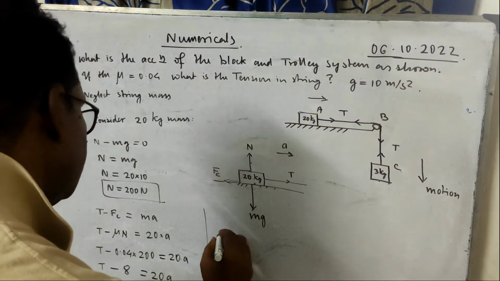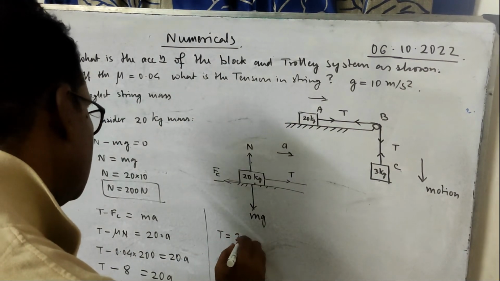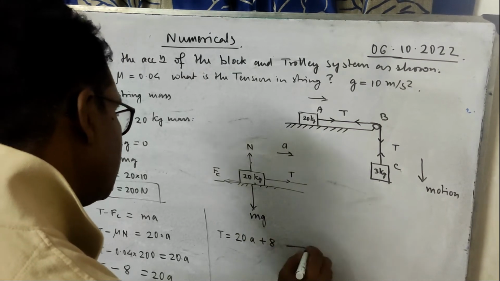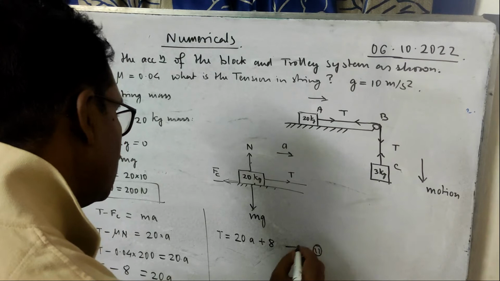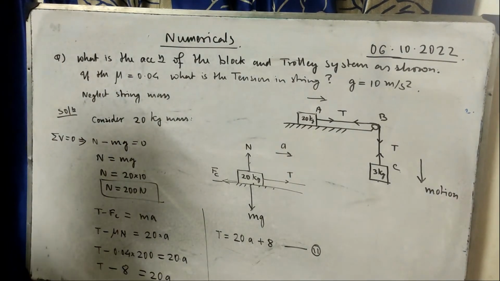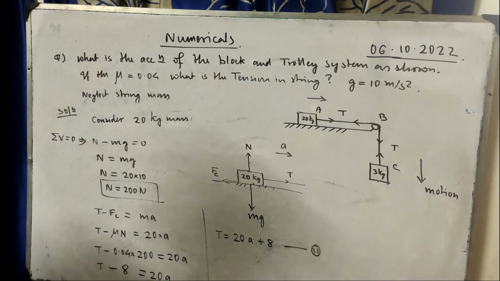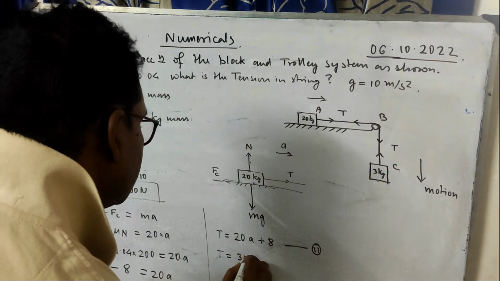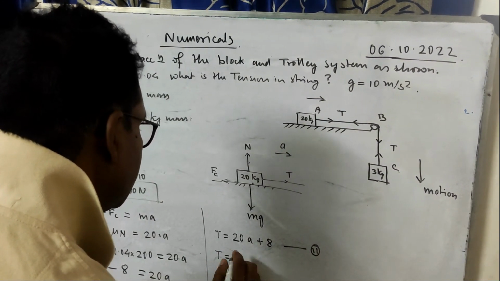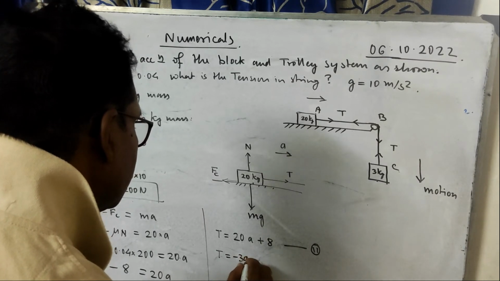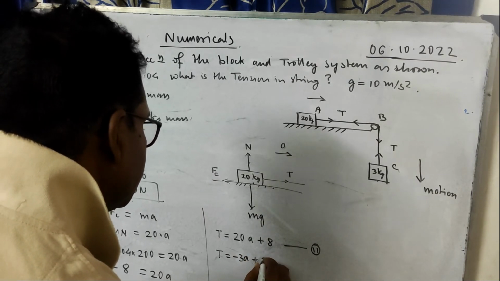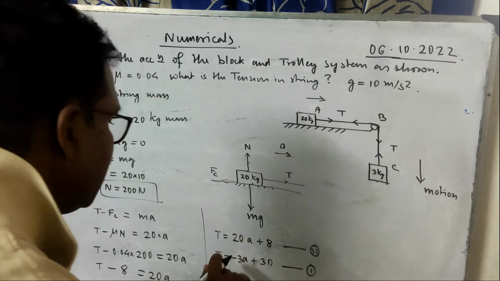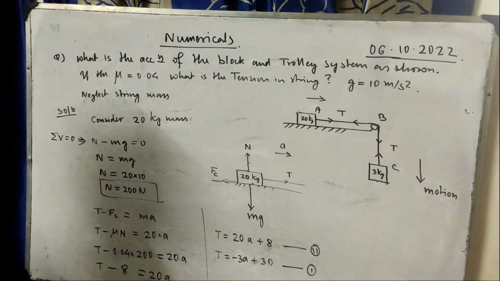Now T is equal to how much? 20A plus 8, isn't it? This is equation number 2. What was equation number 1? Tell me. T is equal to 30 minus 3A. So T is equal to minus 3A plus 30, right? Equation number 1 and 2. So if I equate both of these, or if I subtract, this minus this.